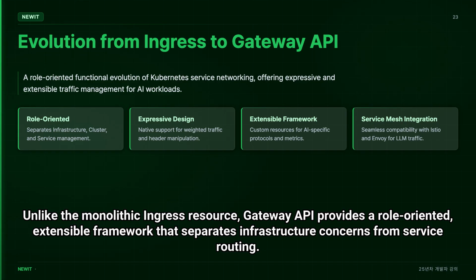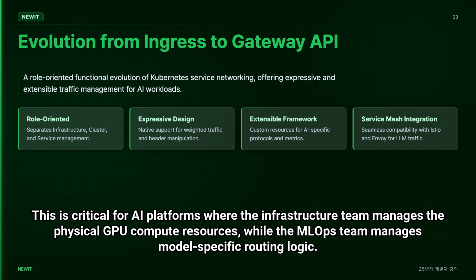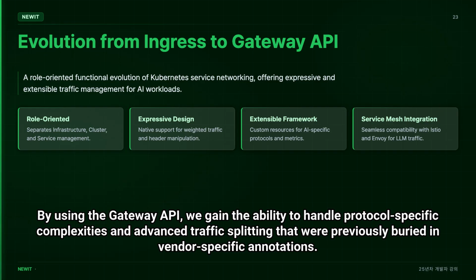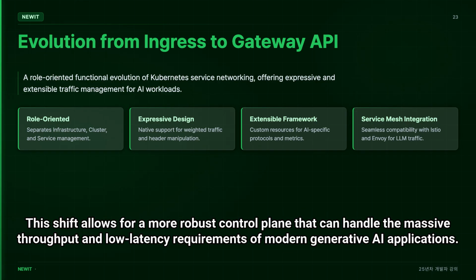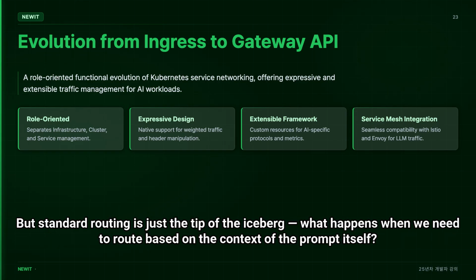Unlike the monolithic Ingress resource, Gateway API provides a role-oriented, extensible framework that separates infrastructure concerns from service routing. This is critical for AI platforms where the infrastructure team manages the physical GPU compute resources, while the MLOps team manages model-specific routing logic. By using the Gateway API, we gain the ability to handle protocol-specific complexities and advanced traffic splitting that were previously buried in vendor-specific annotations. This shift allows for a more robust control plane that can handle the massive throughput and low latency requirements of modern generative AI applications. But standard routing is just the tip of the iceberg.